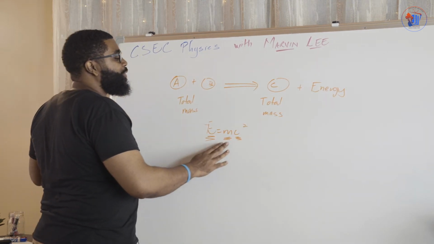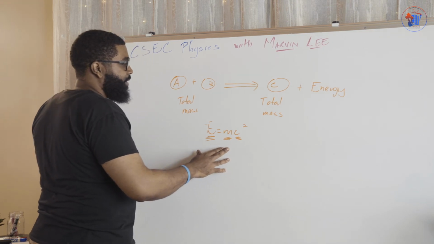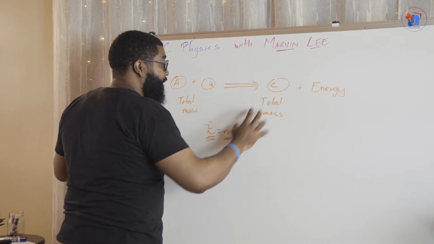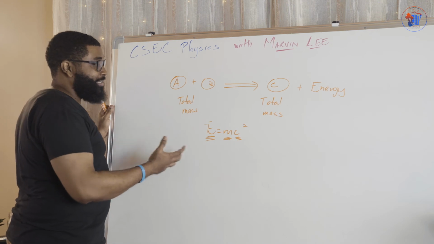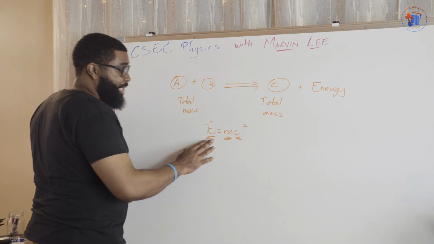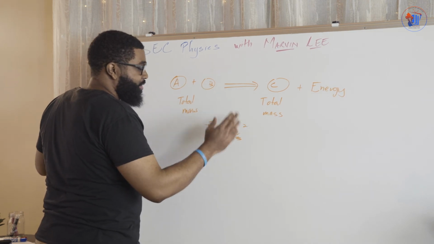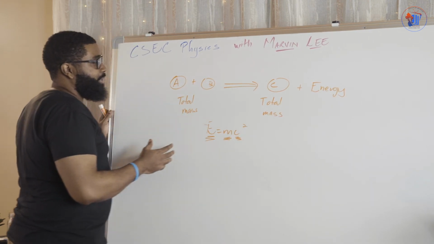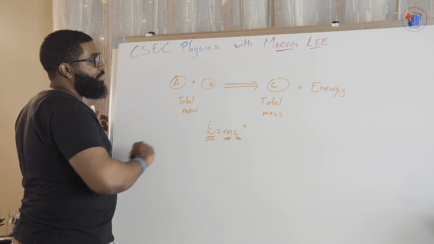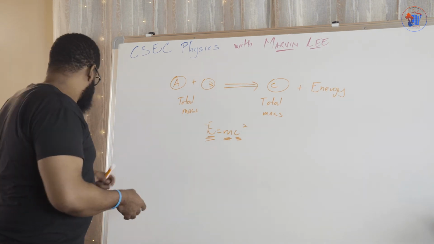The energy is produced when mass disintegrates. And the difference in mass is the amount of mass that has disintegrated. So, energy produced by a nuclear reaction is equal to the mass lost or disintegrated times the speed of light squared. This is how all nuclear reactions work, and this is how they generate energy.